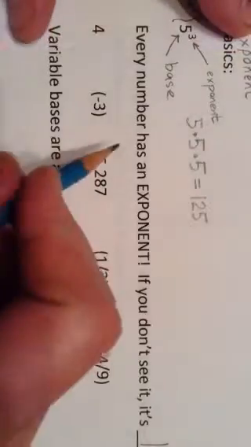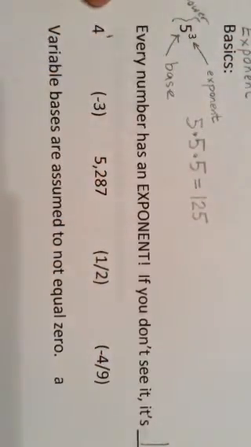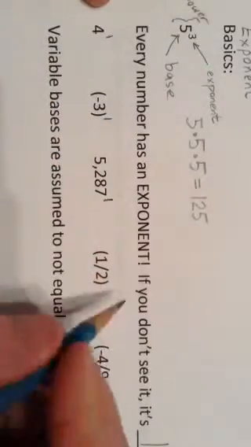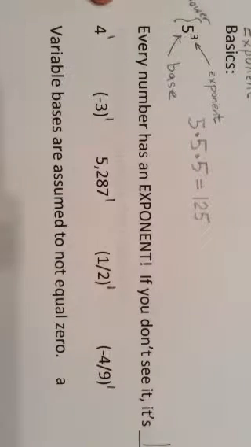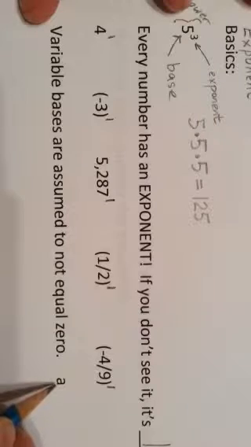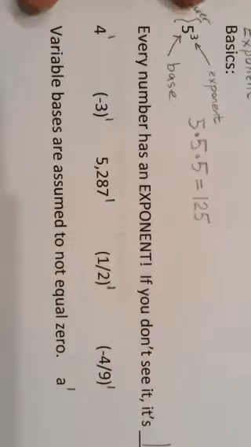Okay, so if we look over here, this is 4. How many of them do I have? I have 1 of them. The exponent of 1 is there. I have 1 negative 3. Exponent of 1. If you don't see it, they're 1s. Variable bases are assumed not to be 0, and you'll find out why later. But again, what's the exponent on this guy? I have 1 variable a, so that exponent is an understood 1. We're going to need that later on, so remember that, okay?